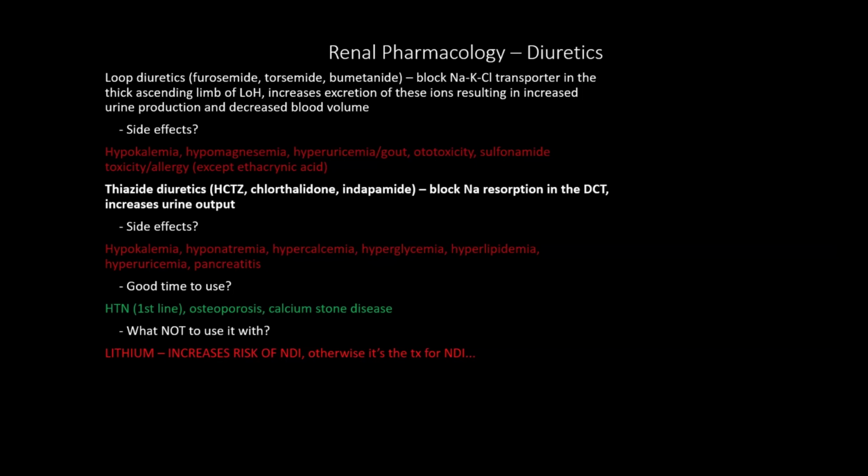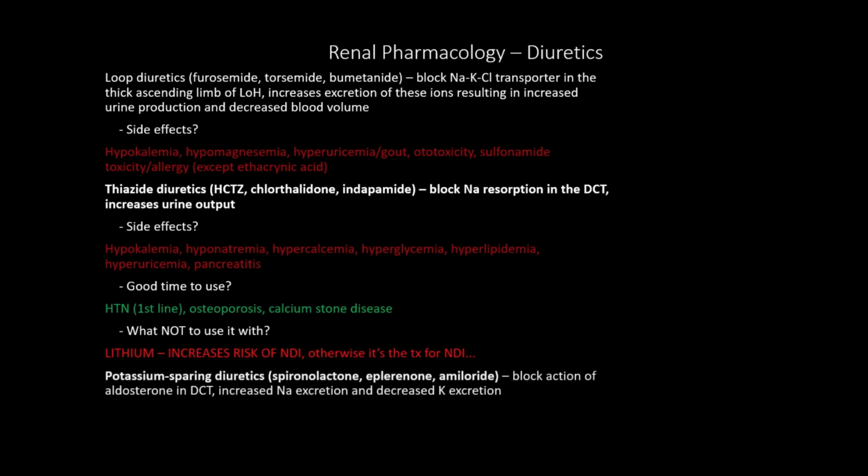So that interaction is pretty high yield, and lithium toxicity can be dangerous. So with that, we'll move on to potassium-sparing diuretics, otherwise known as the MRAs, or the mineralocorticoid receptor antagonists. So spironolactone, eplerenone, and amiloride, they block the action of aldosterone in the DCT, and specifically amiloride and triamterene.